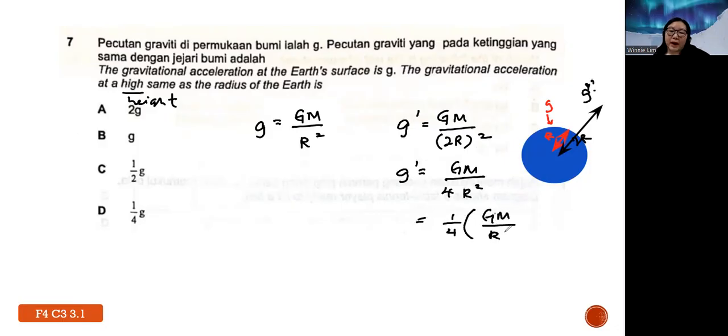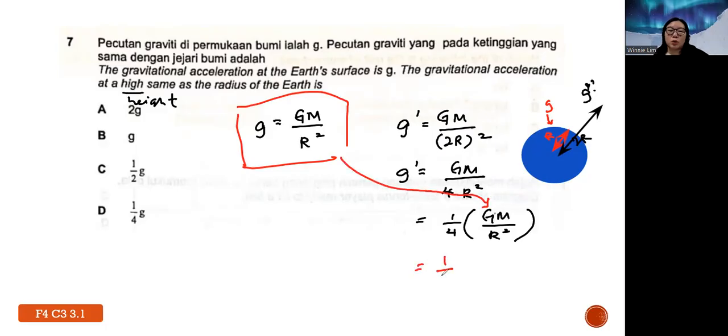I can bring out the 4, then it becomes 1 over 4 of GM over r squared. You already know the initial g is GM over r squared, so I just substitute this in here. So it's actually 1 over 4 g. So the answer will be D.